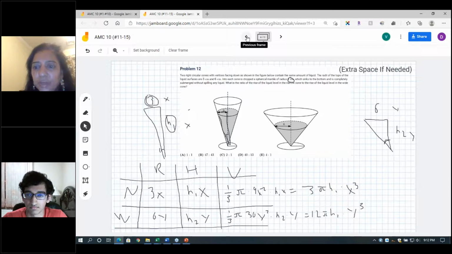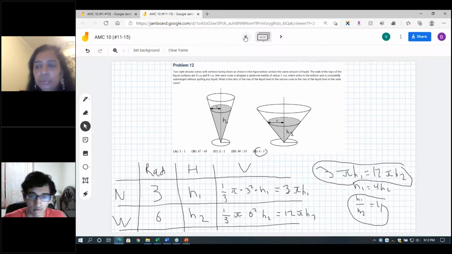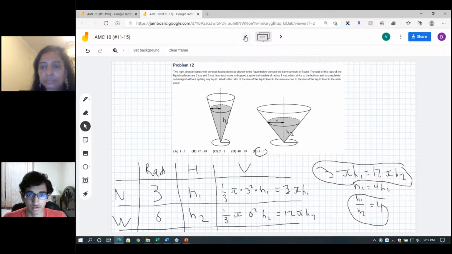So the questions are, why is the radius 3x? And how did you get h1 is equal to 4h2? Okay, so let's go to the first slide of the problem. Yeah, this is the first. We calculated the volume of the first, remember this is before x, this is just with h1 and h2 and these two cones, the narrow one and the wide one. We used this variable h1 and this variable we made h2.